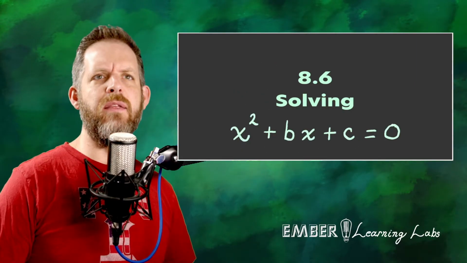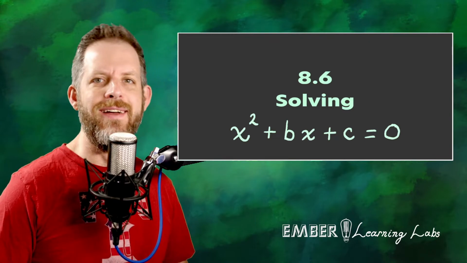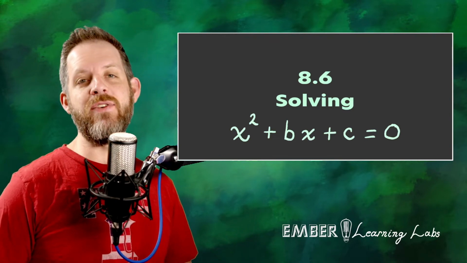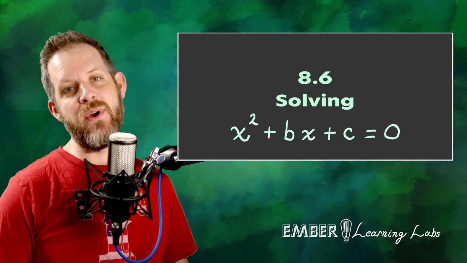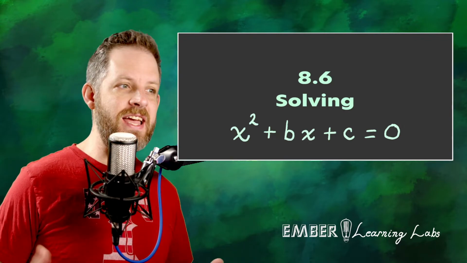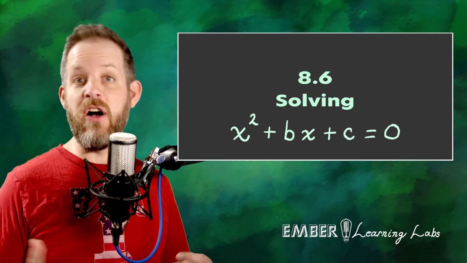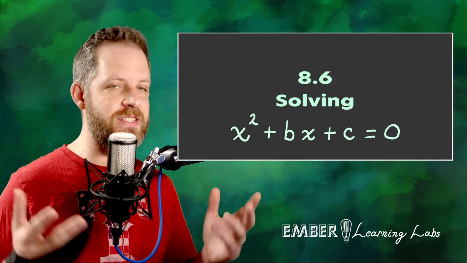This is kind of the big one. Well, the next one is kind of the big one. But we're going to be talking about factoring trinomials in the form x squared plus bx plus c equals 0, or solving quadratic equations that look like that.